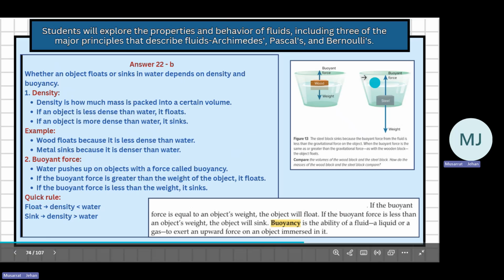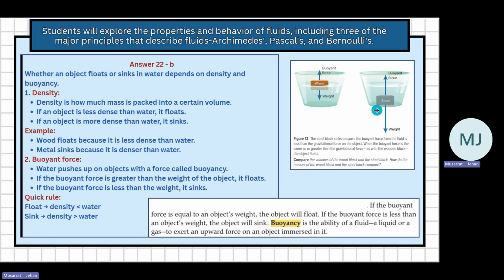Then the next question is about what is going to sink and what is going to float. We know that objects which are less dense than water will float in water. If they are more dense than water, they will sink in water. It depends on the density of the liquid. The formula for density is mass per unit volume. If an object is less dense than water, it floats. More dense, it sinks. Wood floats because it is less dense. Metal sinks because it is more dense.